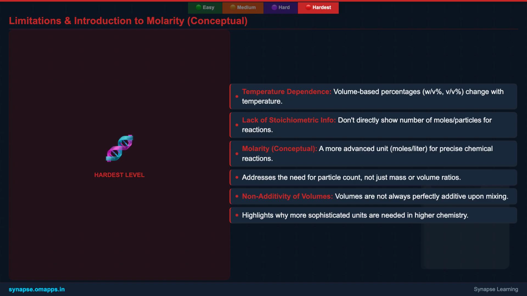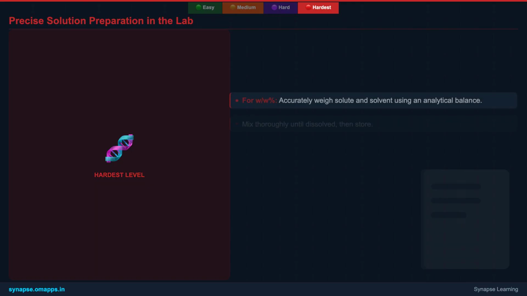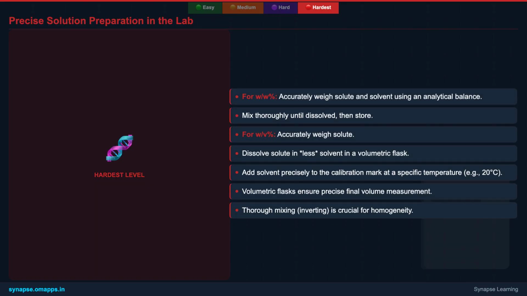We also need to be precise in the lab. Preparing solutions accurately requires specific equipment like volumetric flasks and careful techniques to ensure the final volume is exact. Accurate solution preparation is an art and a science. For mass-by-mass solutions, it's all about precise weighing of both solute and solvent.